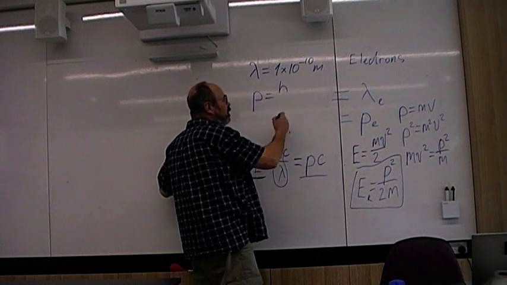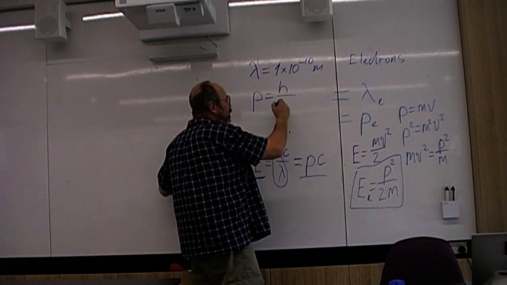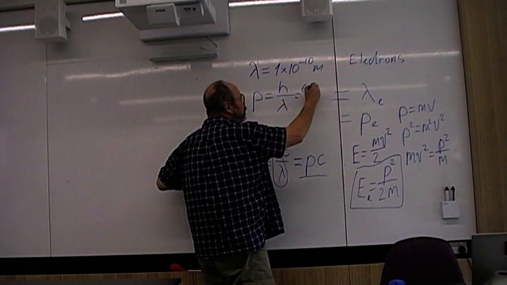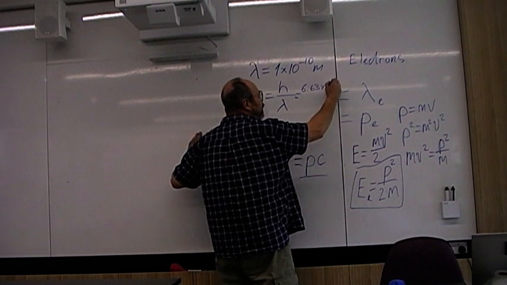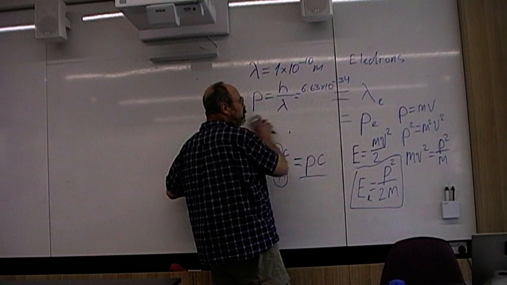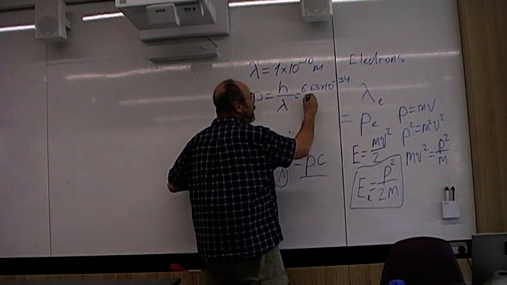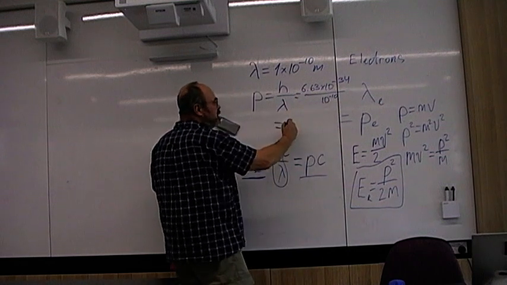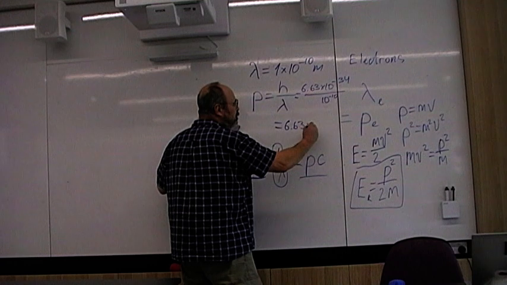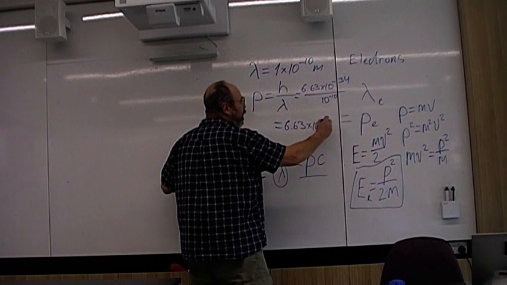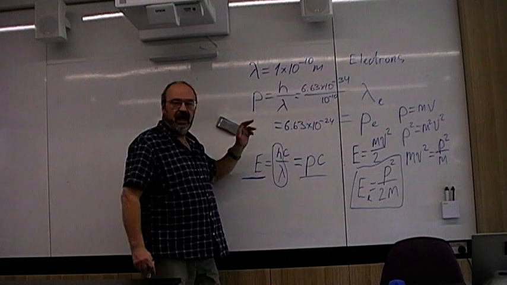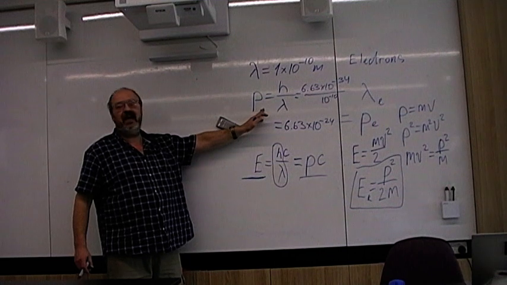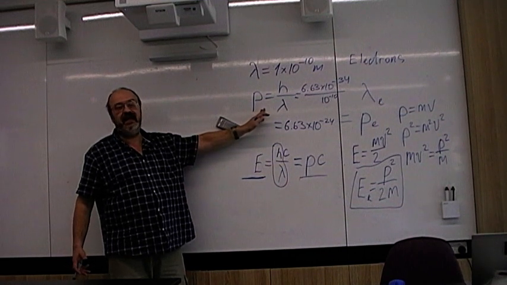We have Planck's constant divided by wavelength, which equals 6.63 times 10 negative 34 divided by 10 negative 10, and we get momentum equal to 6.63 times 10 negative 24. I'm finding the momentum of the X-rays with a wavelength of 10 negative 10 meters.